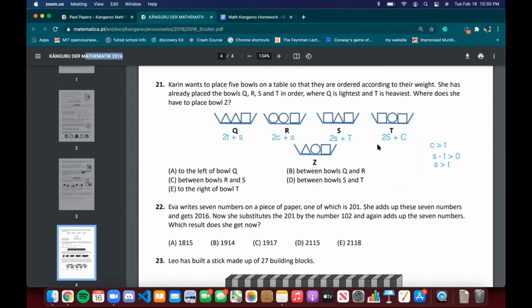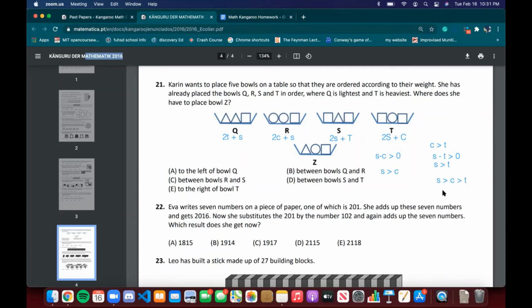Let's go on to the next one. We can find the ones that only use S and C, which are R and T. T is greater than R, so T is heavier than R, so the total weight of T minus the total weight of R must be greater than 0. So 2S plus C minus 2C plus S is equal to S minus C, which is greater than 0. And we have S is greater than C. So we have S is greater than C is greater than T.